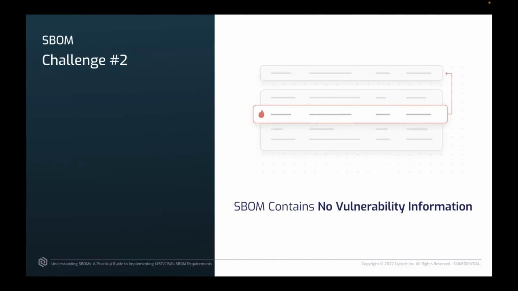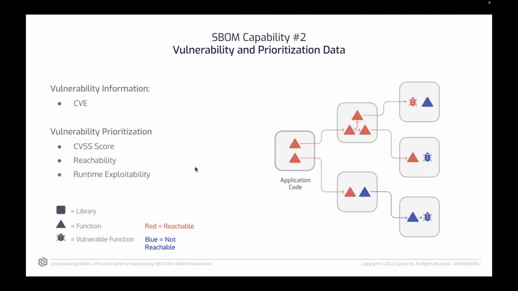The second challenge that we see right now with SBOMs is that they are just basically a list of components. They don't actually contain any vulnerability information. And we believe that for SBOMs to be really useful, they need to contain vulnerability and prioritization data. It could be information like the CVE itself and the data that's included with that, perhaps the CVSS score or reachability to help you prioritize, right? So a lot of solutions out there have algorithms that can determine like, okay, you're using a library that has its own dependencies, right?